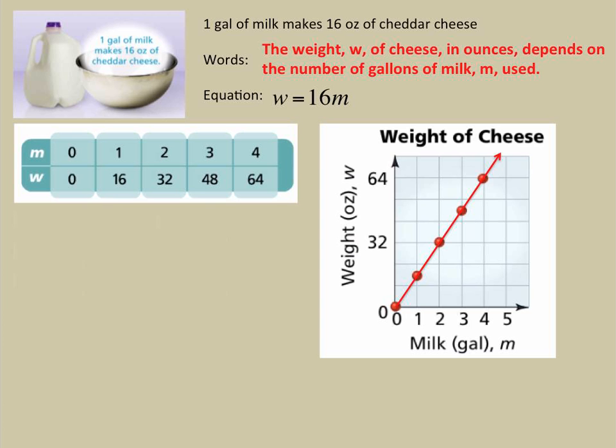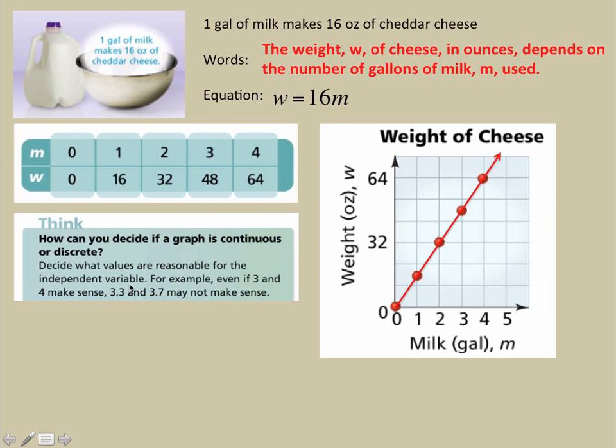All right, now notice the points on the graph. If I want to know is it continuous or discrete, decide what values are reasonable for the independent variable. For example, even if 3 makes sense and 4 makes sense, fractions and decimals may not. Well, in this case, I'm dealing with my M, which is milk, as my independent variable. Well, I can have a half gallon of milk. I could have a quarter of a gallon of milk, right?